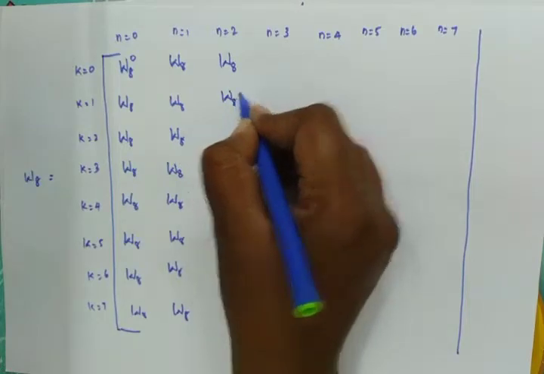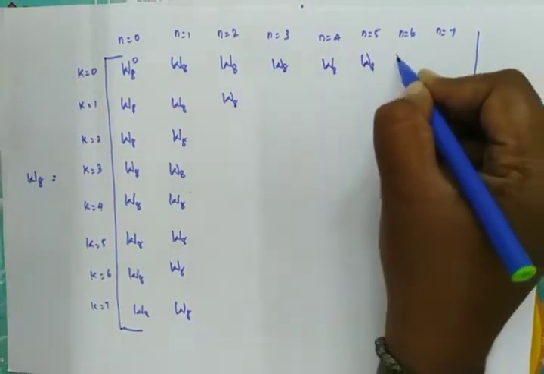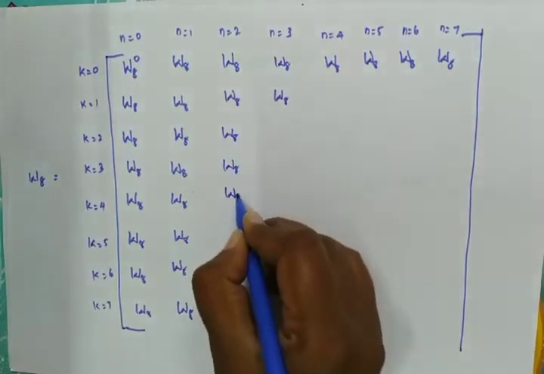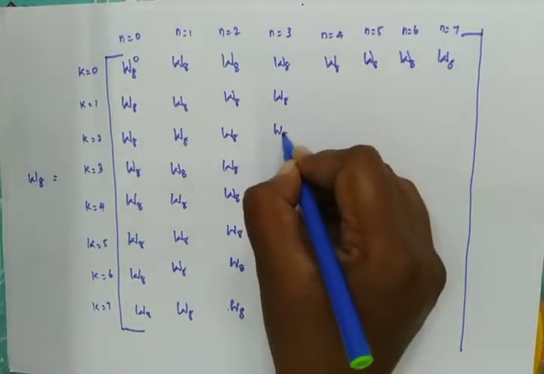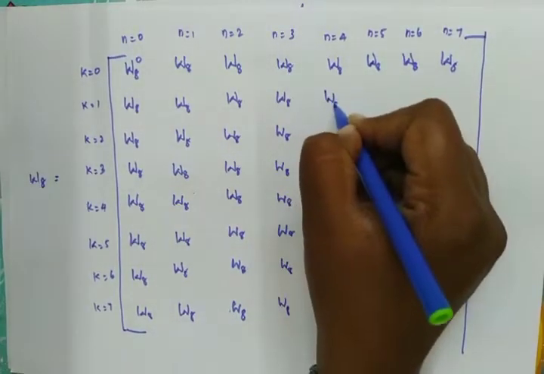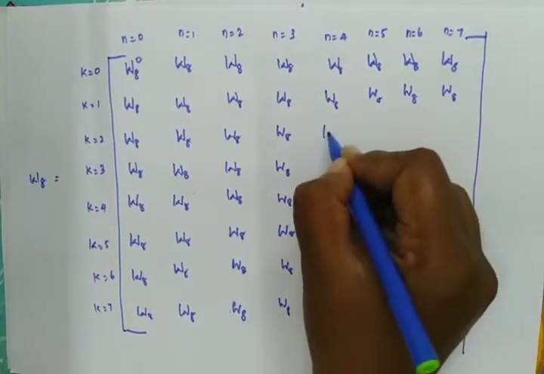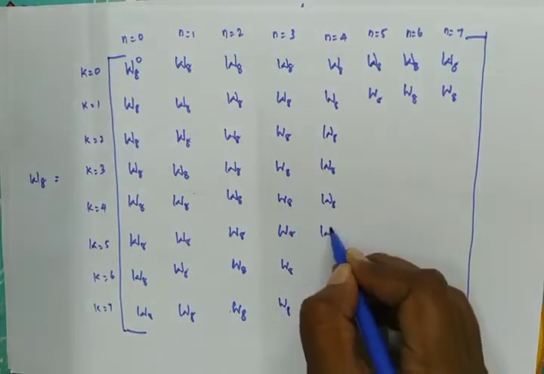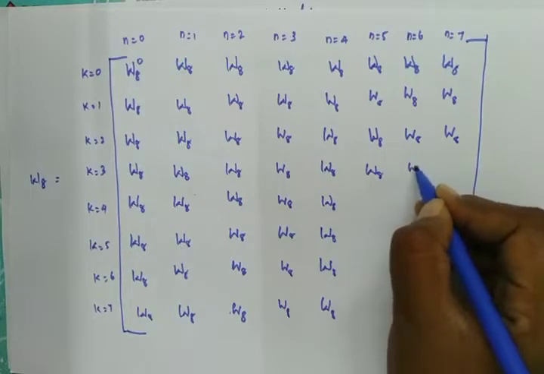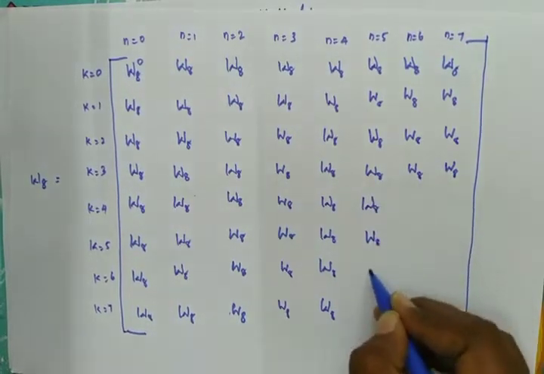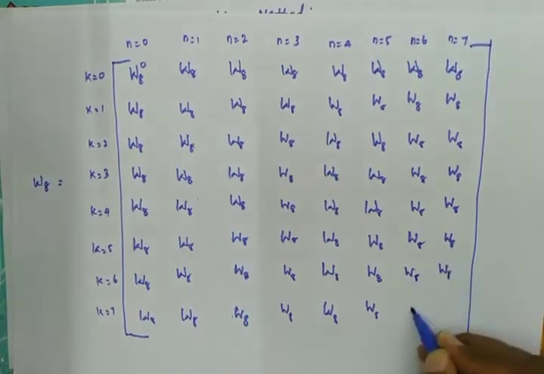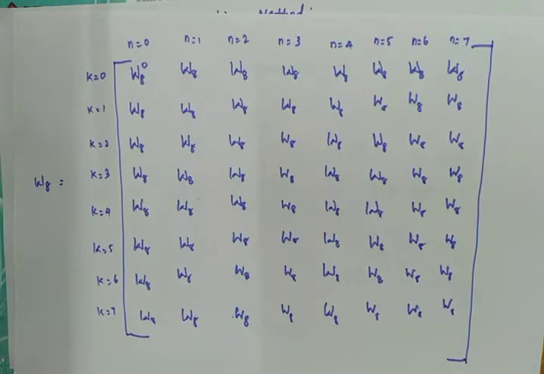So this is W8. Since N is equal to 8, we are writing this as W8. Complete this. So write W8 in every entry, with n is equal to 0 to 7 and k is equal to 0 to 7. Now multiply and write the values.